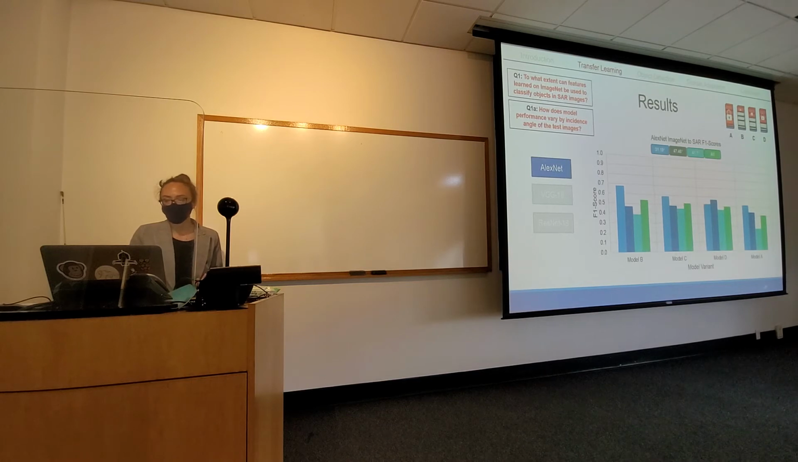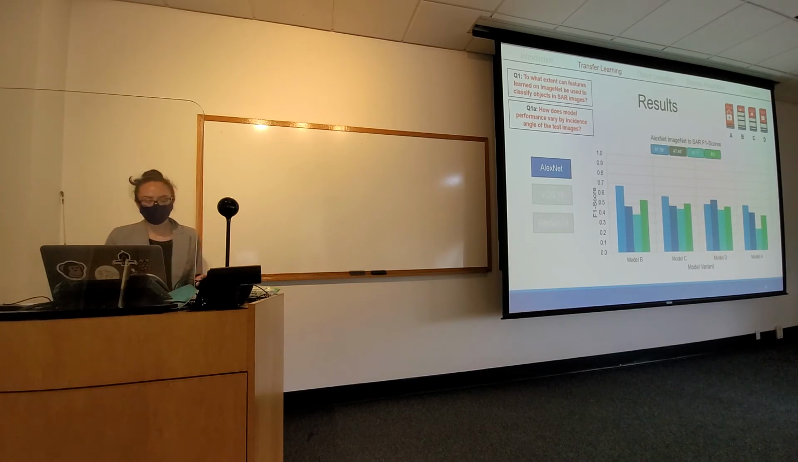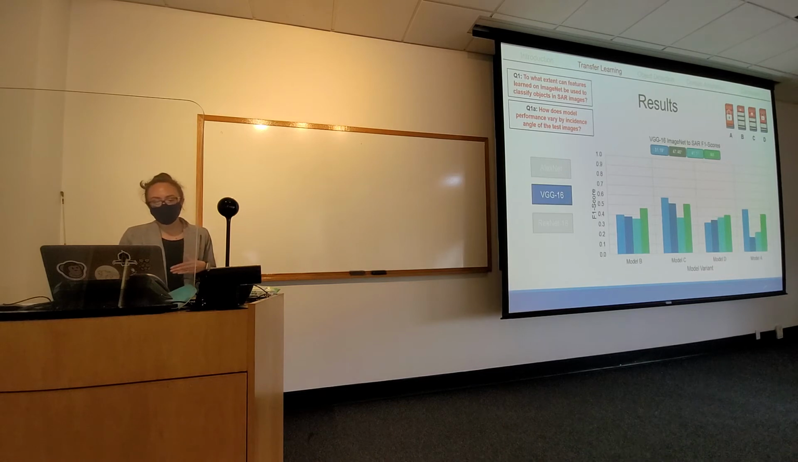So for AlexNet, when I am taking features learned from ImageNet and transferring them to SAR, it seems that performance worsens as I add features from ImageNet. This is actually to be expected, because I can't expect that these features that it learned on optical imagery or optical photographs are really going to help the SAR images. For VGG16, it's not the same story. It's a slightly different story, where Model C, which is where I transfer the first few layers, performs the best.